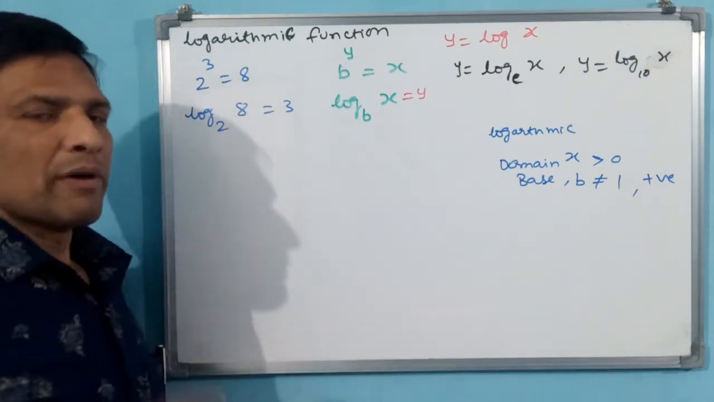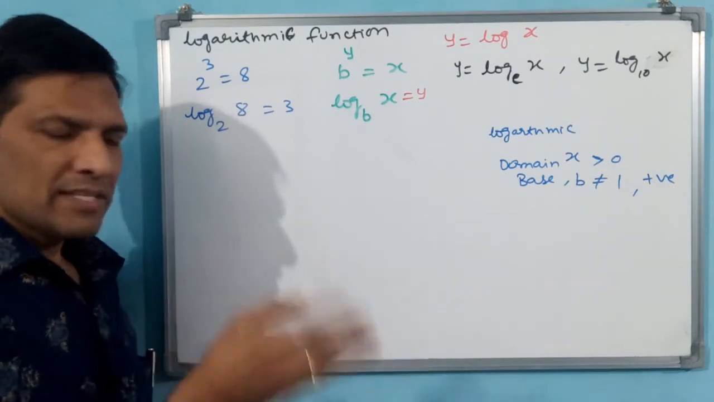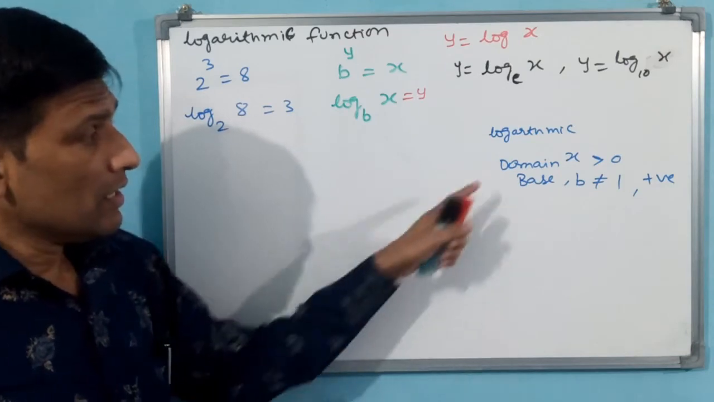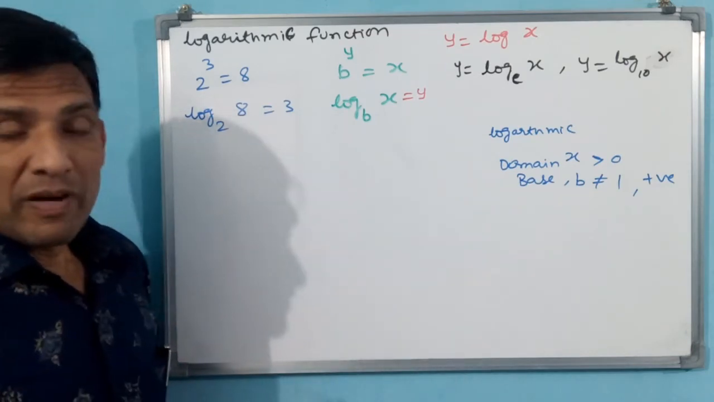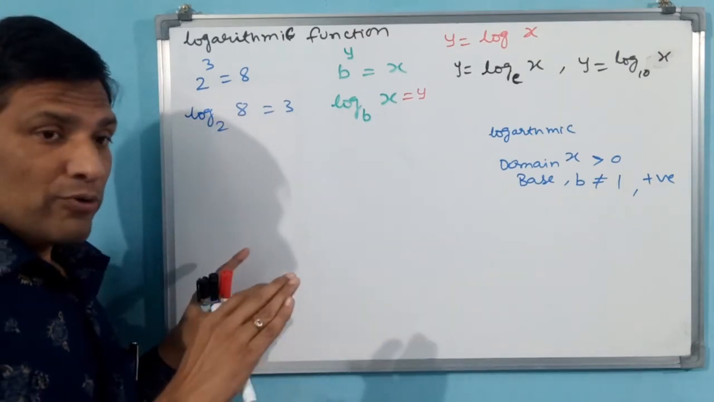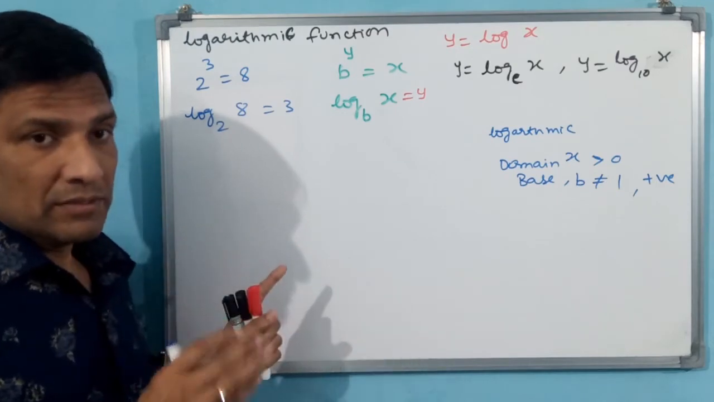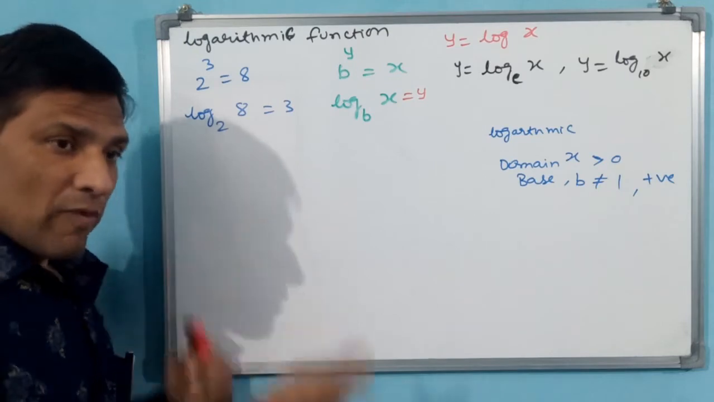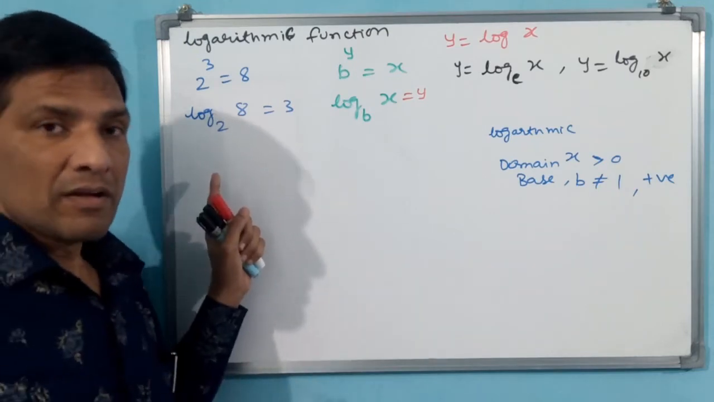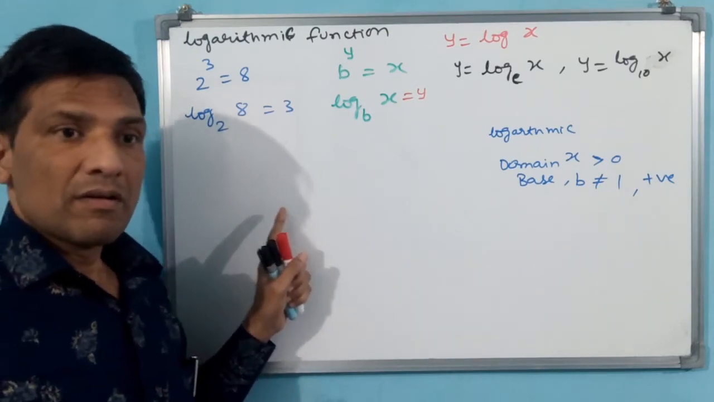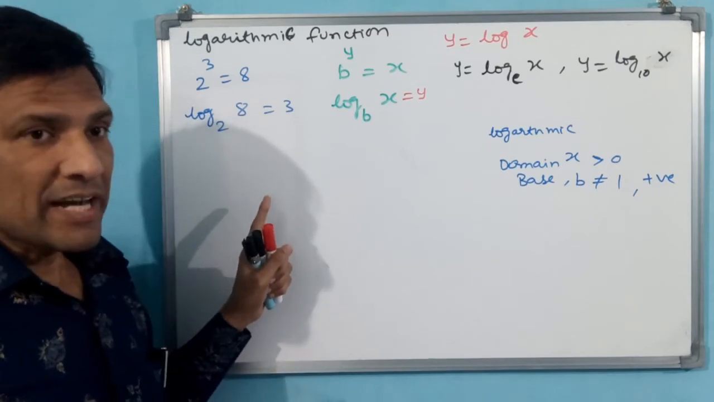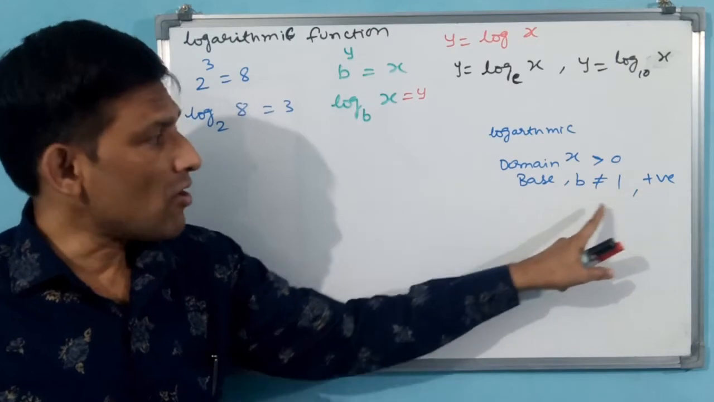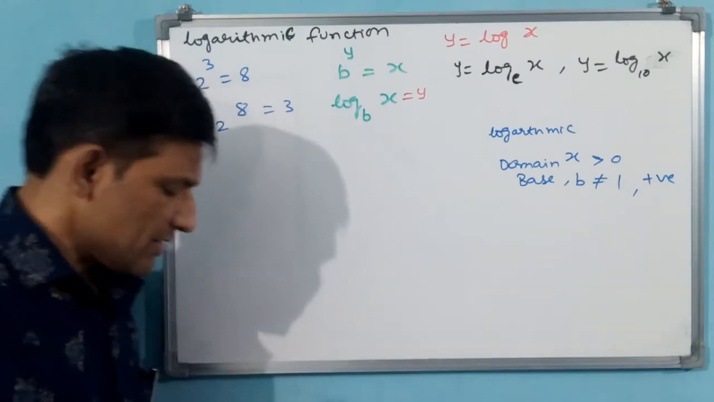Not domain, base. Here both base and input are there, and both values you have to consider. For the logarithmic function, input you cannot give negative real numbers. In the exponential function you have given, but here you cannot give. Vice versa, there the base is greater than 1, but here the base you can give any positive real number but not equal to 1. Why, I am telling you.